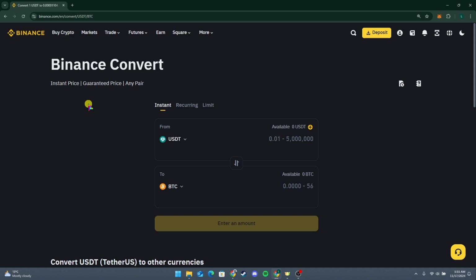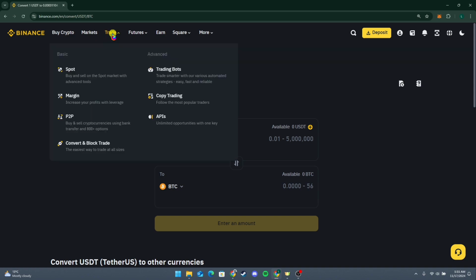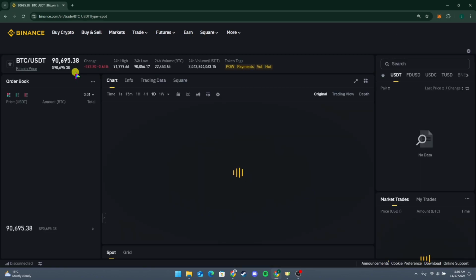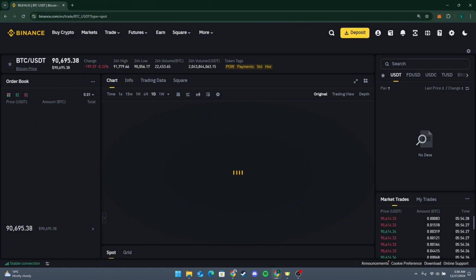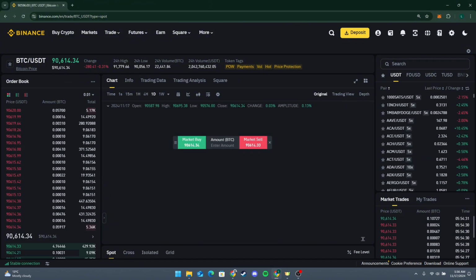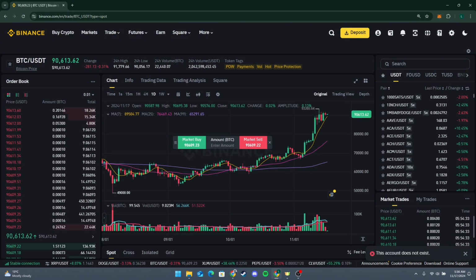Second option is to use spot trading. Go to the trade section and choose spot option. From here, search for USDT/GBP trading pair. Place a market order to instantly sell your USDT to GBP, or set a limit order at a preferred price.